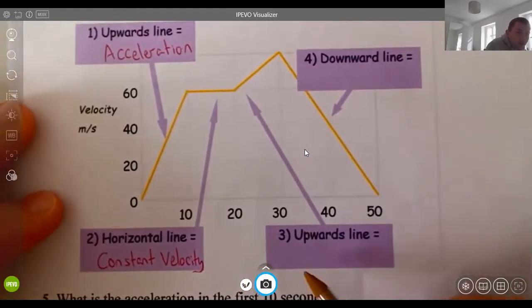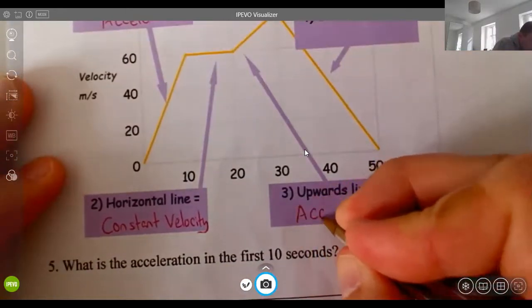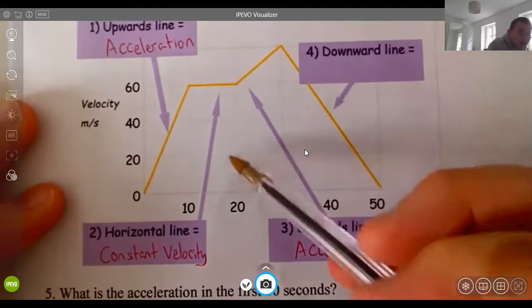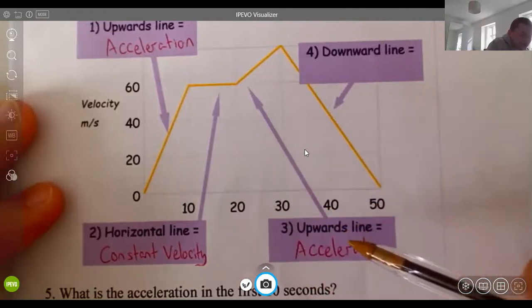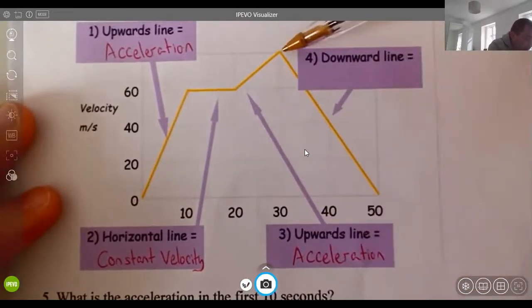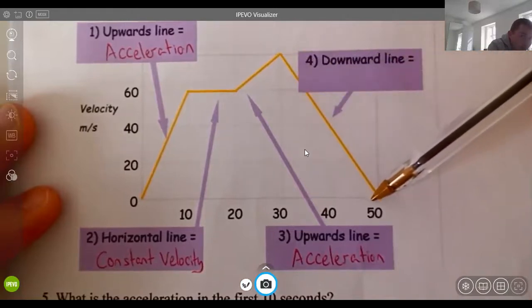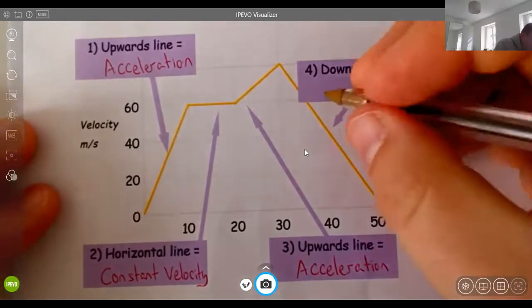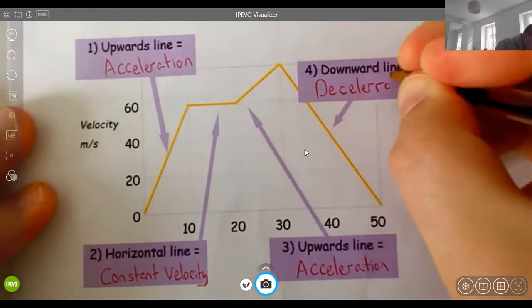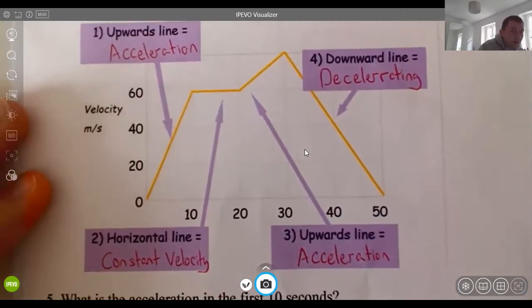We've got another upwards line here. So again, their velocity is increasing, so they are accelerating again. So we're going to put here acceleration. Now, you hopefully may notice that this line is not as steep as this line, so therefore the acceleration is a bit slower. They're getting faster, but not as quickly as at the start. And finally, we've got a downwards line here. Now, you'll notice the velocity is getting slower and slower until eventually they've got no velocity. So actually, they are decelerating. Okay. So again, those are the 4 key things you need to know from a graph.